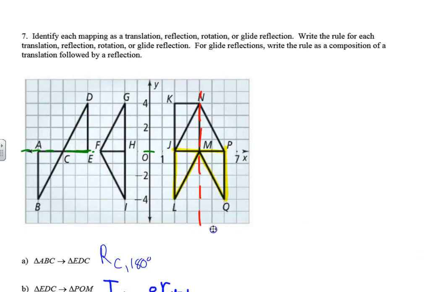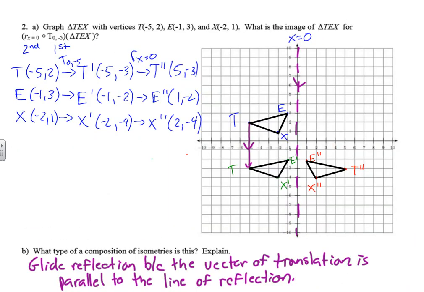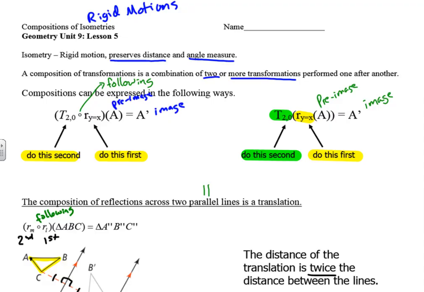And so we have ourselves a composition of isometries, and you want to go back to the beginning and you want to make sure that you're getting the order straight. Okay, so when you're working on these things, make sure you look at what that order is.